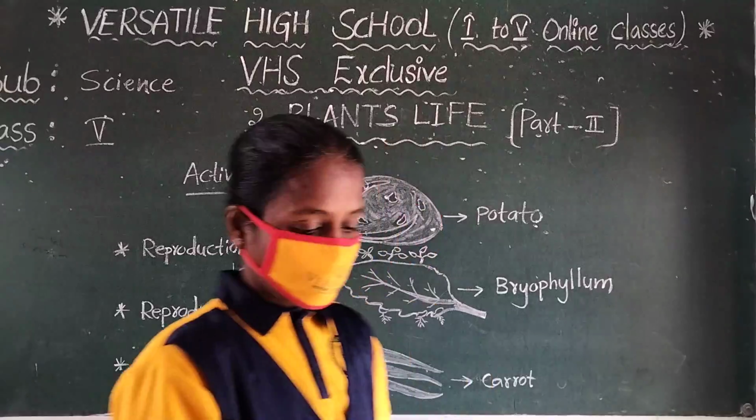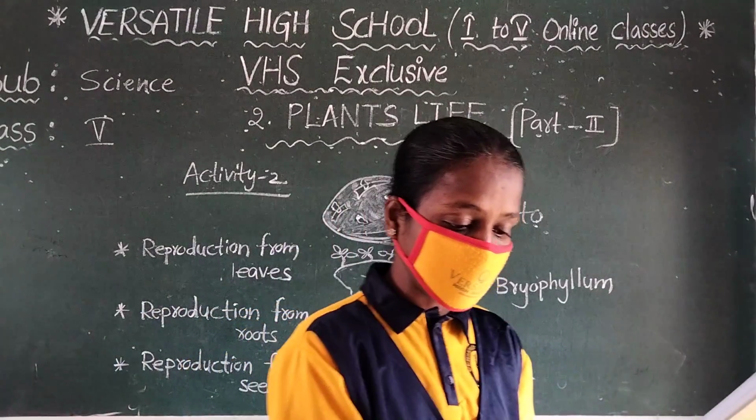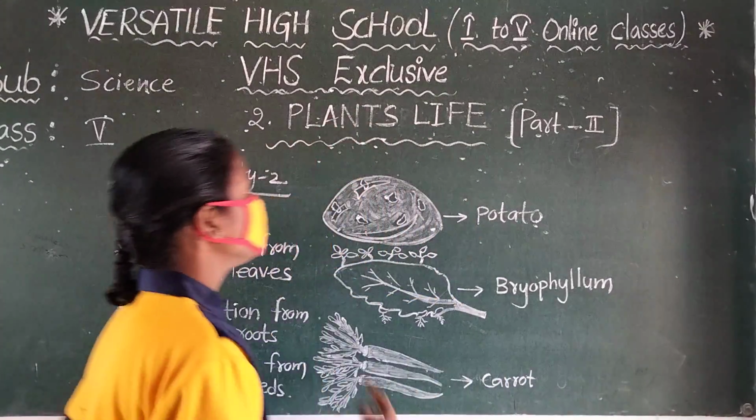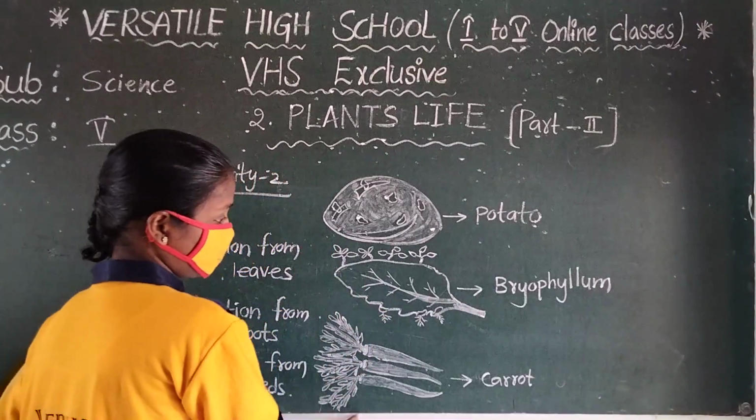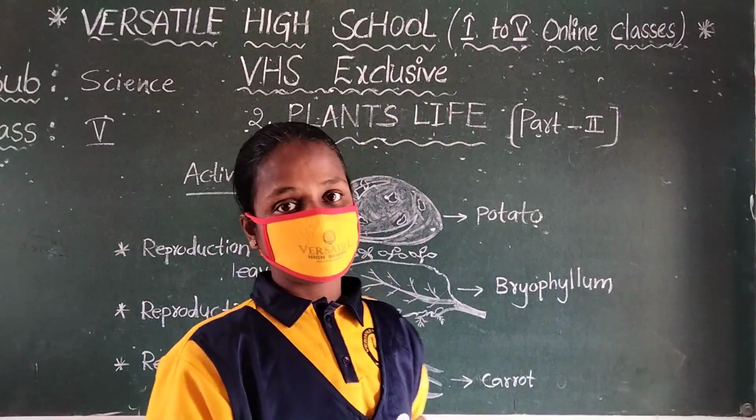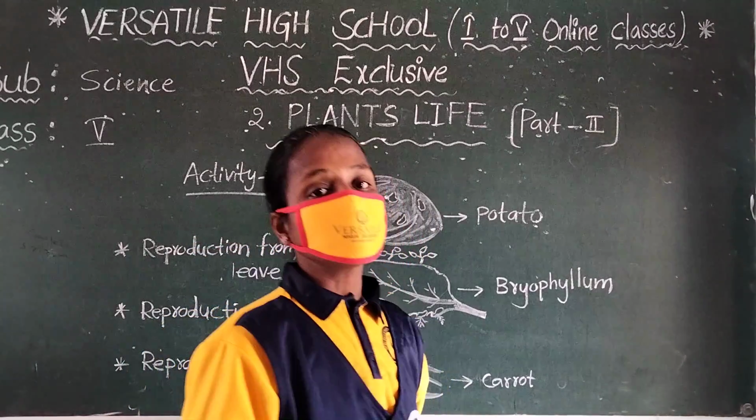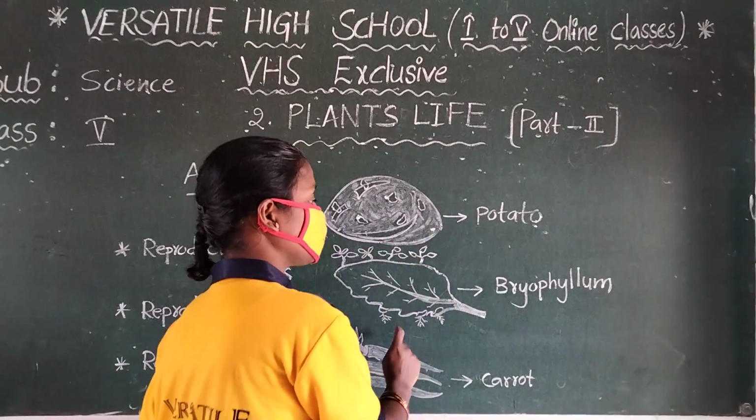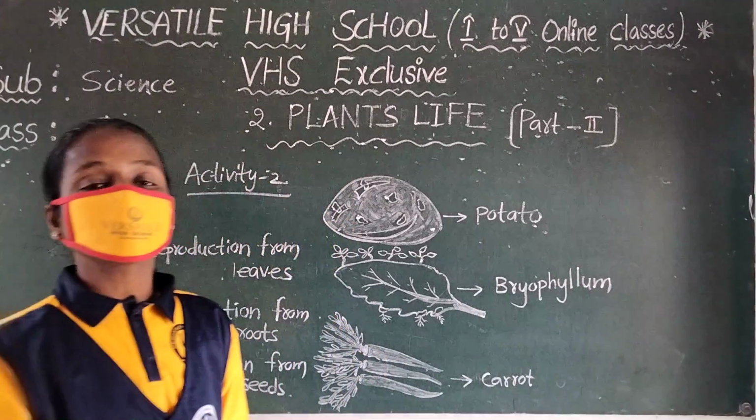Activity 2. Divide the class into 3 groups. Give a plant to each group as mentioned below. Study the process of reproduction, that means how reproduction happens in potato, bryophyllum leaf and carrot. Each group has 5 or 6 students. The first group takes the potato, the second group takes the bryophyllum leaf, and the third takes the carrot.